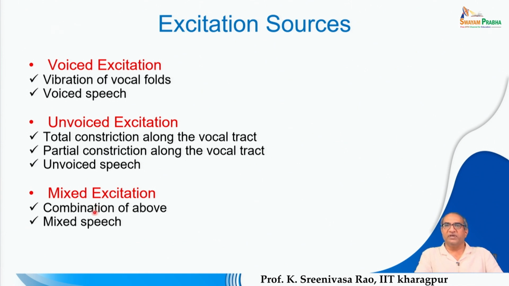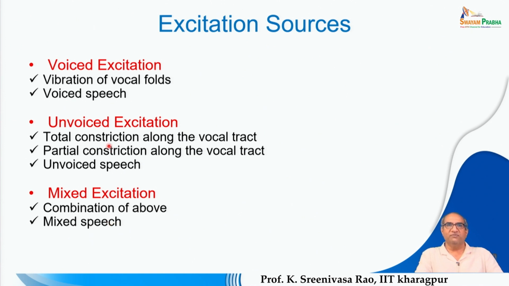For example, if you take a sound unit like g or j, for those sound units both vocal folds vibrate, and along with the vocal folds vibration there is also a constriction. For example, in g, you can see a constriction at the velum, but during the constriction the vocal folds also vibrate. So they are known as mixed excitation. The constriction and the release of constriction also act as an excitation, and the speech released due to the mixed excitation is known as mixed speech.